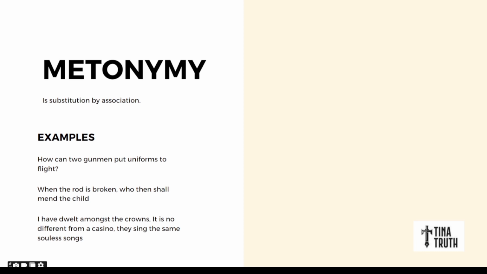When I write a book, I think people will start learning these definitions. So, I have dwelt amongst the crowns. The crown here is associated with royalty, a king, a queen, people in the palace. And now, because the crown is associated with royalty, I use the crown to substitute royalty. Simple, easy. You get it, you understand it. Thank you. I love you.